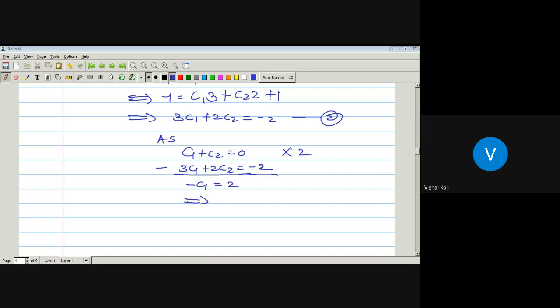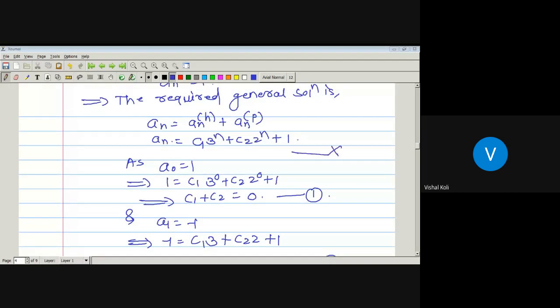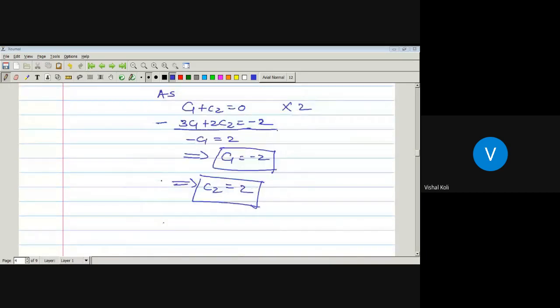What should be the value of C1 then? C1 is minus 2, which implies C2 is equal to 2. Put C1 and C2 in equation star, and we get the required general solution.